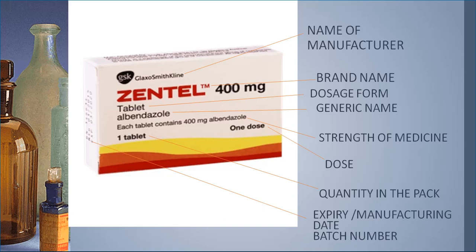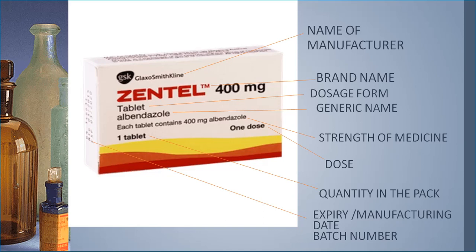Then followed by the brand name. The brand name is the name of the medicine that is given by the company. Okay, so this company decided to call their medicine Zentel. So Zentel is the name of their medicine, and that is given by the company GlaxoSmithKline, commonly called GSK.